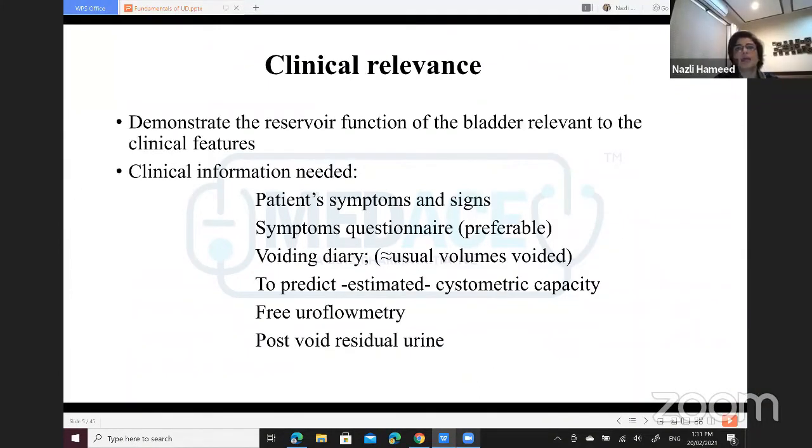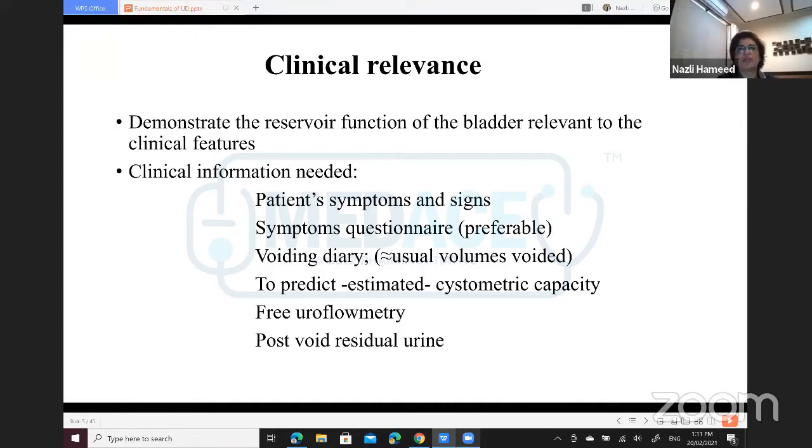So why are urodynamics clinically relevant? Because these are the ones which demonstrate the reservoir function of the bladder relevant to the clinical features. But to interpret them properly, we need information like patient symptoms and signs. And for that, we can use different questionnaires which are available.